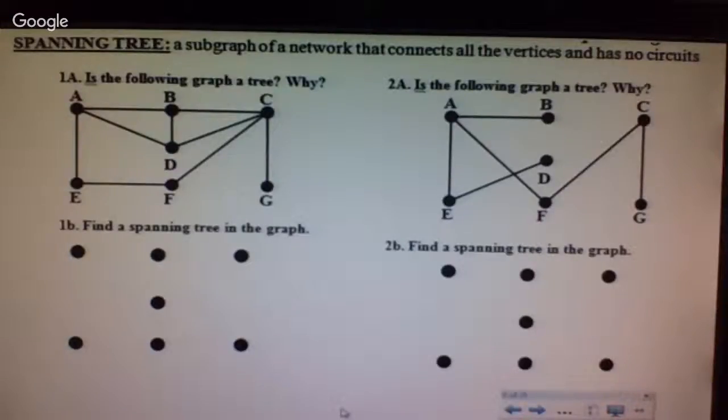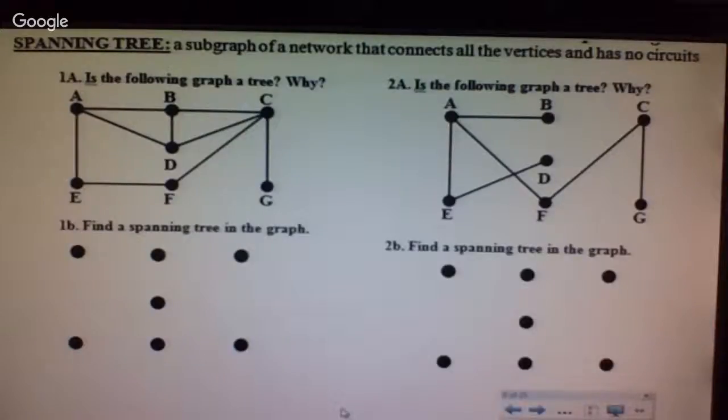Is the following graph a tree for 1A? No. Why? It's closed. They're circuits, okay? So in order to find a spanning tree, I need to use some of these edges and just connect my points and get rid of the circuits.